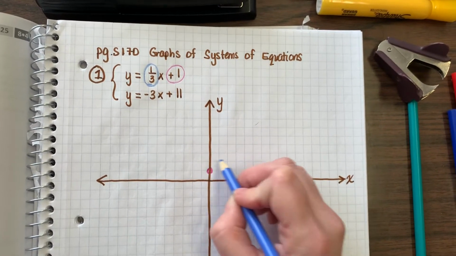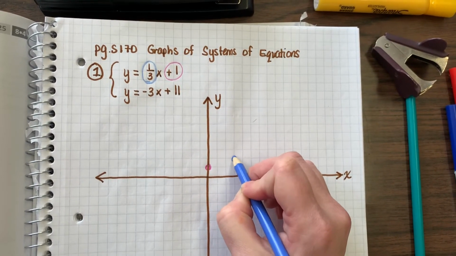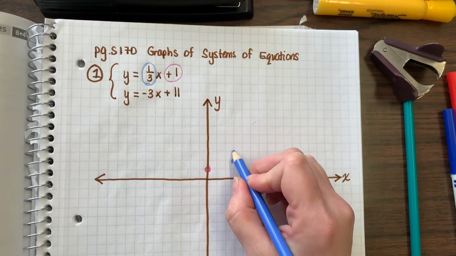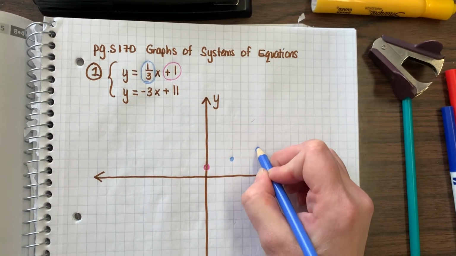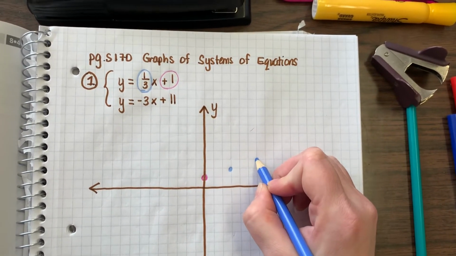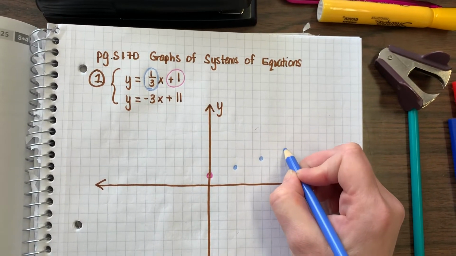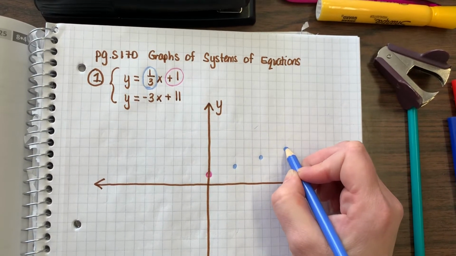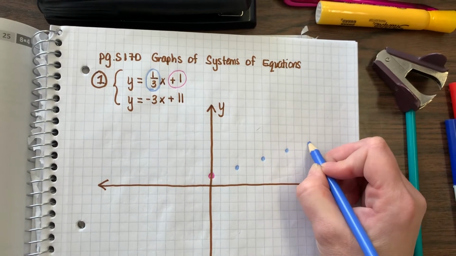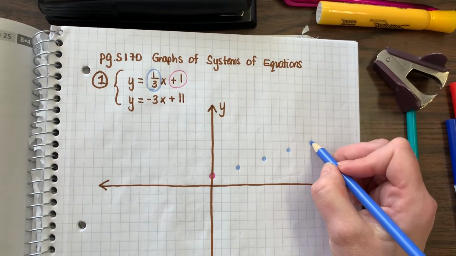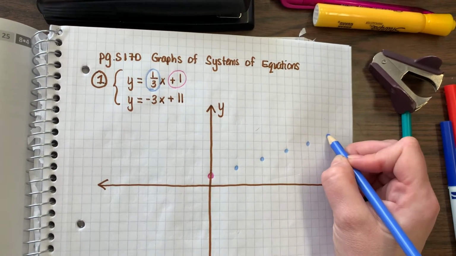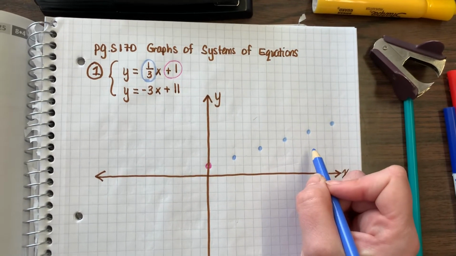I go up 1 and to the right 3, and I put a point. Go up 1 to the right 3 and put a point. Up 1 to the right 3 and put a point. And you would continue until you can't go anymore.